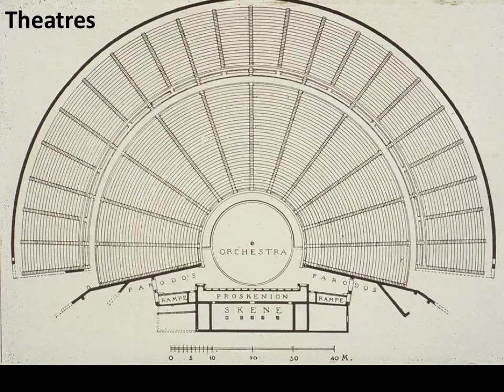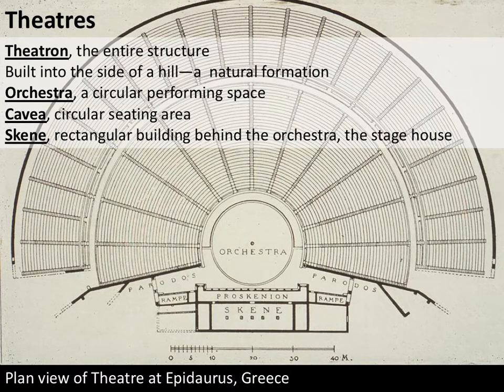I also promised you that we would look at their theaters. And the theaters were built into the side of a hill, so they were carved out of some natural formation that Mother Nature grew. The entire thing was called a theatron. But then you see in that center there, that flat circle called the orchestra, that's not where they would sit and play their musical instruments like in an orchestra pit today. That is the actual performing space, and it is a true circle.